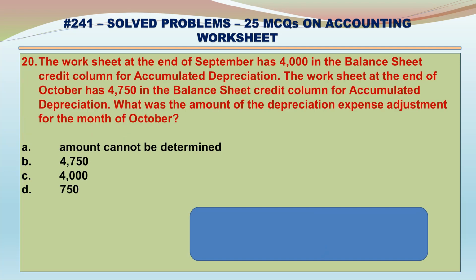20. The worksheet at the end of September has 4,000 in the balance sheet credit column for accumulated depreciation. The worksheet at the end of October has 4,750 in the balance sheet credit column of accumulated depreciation. What is the amount of the depreciation expense adjustment for the month of October? Option A. Amount cannot be determined. Option B. 4,750. Option C. 4,000. Option D. 750. Answer D. 750.